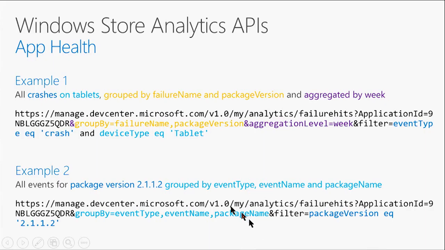So in the first example, I'm grouping by failure name and package version. I'm also using the event type filter to get back only crash events, and I'm also using a device type filter here for tablets. Now in example 2, you can see that I'm getting back all events for a single package version, so we're using the package version filter, and I'm also grouping by 3 different columns there.